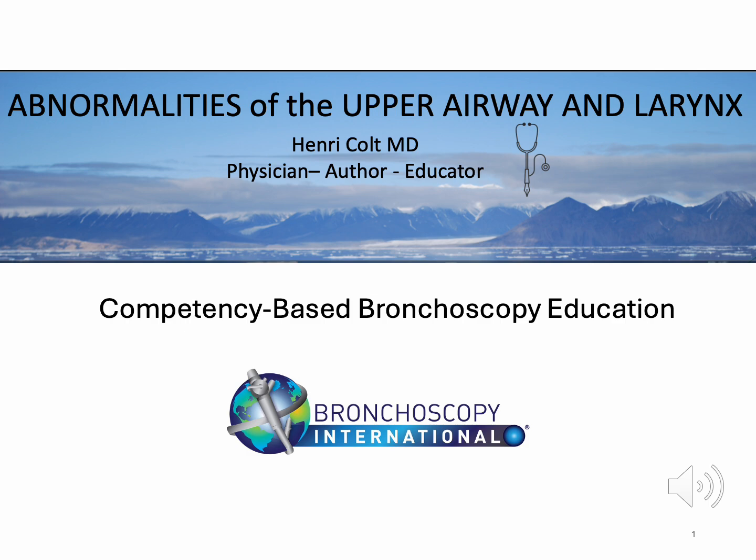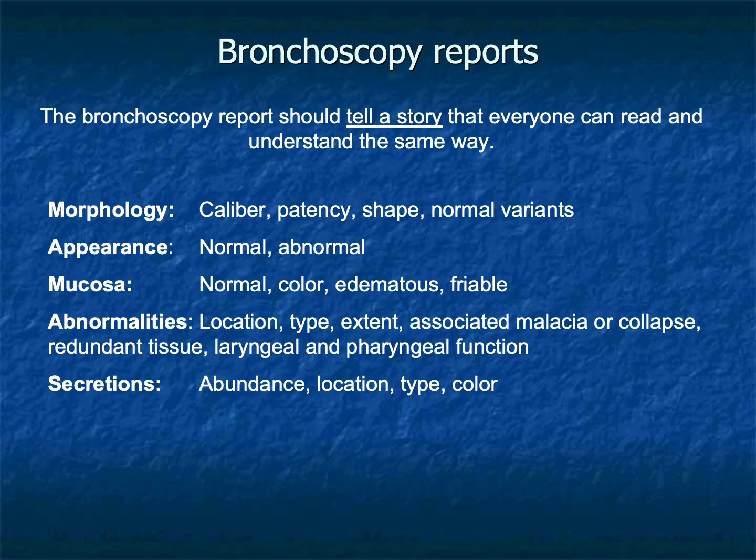Today we will review a series of upper airway and laryngeal abnormalities encountered during flexible bronchoscopy, while also emphasizing a broader principle, the importance of disciplined observation. A bronchoscopy report tells a story that every reader understands in the same way. That requires more than simply naming abnormalities. It requires structure. We evaluate morphology, caliber, patency, shape, mucosal appearance, secretions, tissue quality, dynamic function, and associated collapse or redundancy. The goal is to be precise.